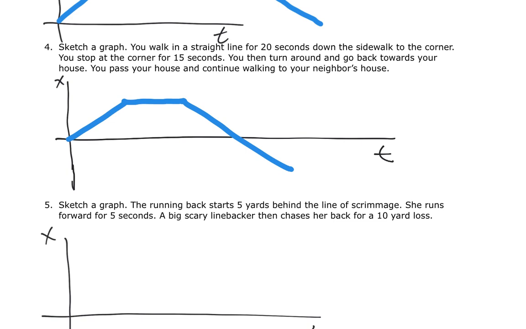Looks like that. Okay? So I could label, if I wanted to, some times here, right? This would be time 1, this would be time 2, this would be the first 20 seconds, and then 15 seconds of standing still. I could put 35 seconds here. I don't always have to do that, but if you want to put that in, if it helps you understand what's going on, that would be fine, okay?